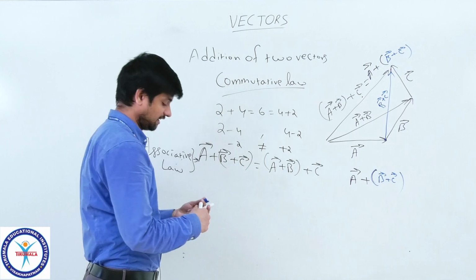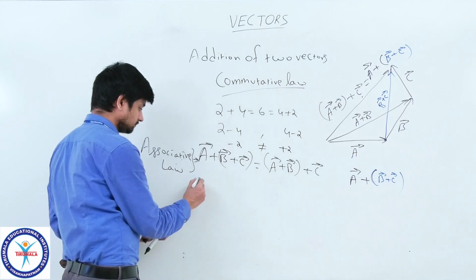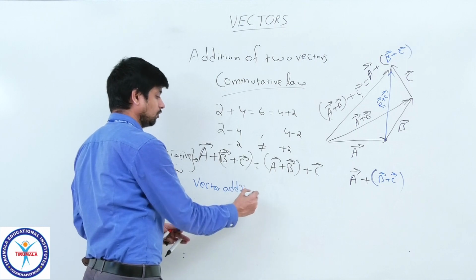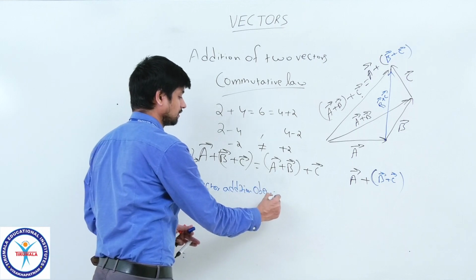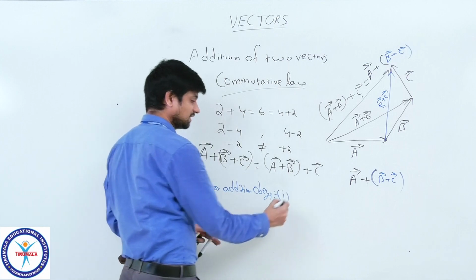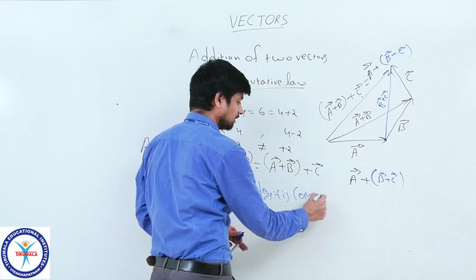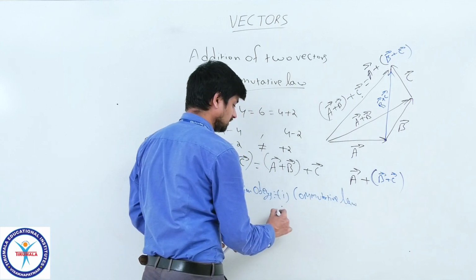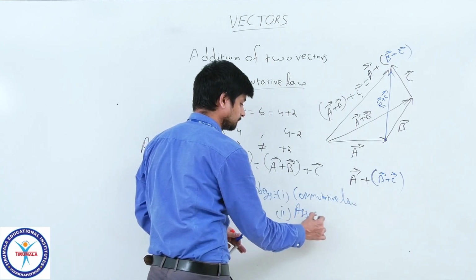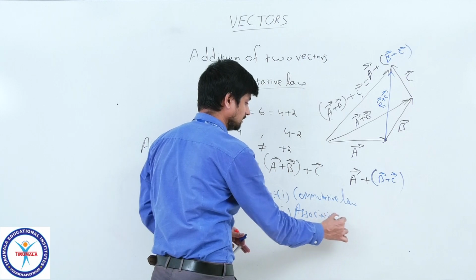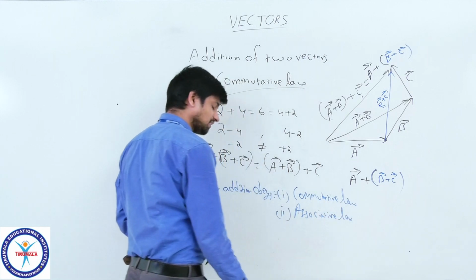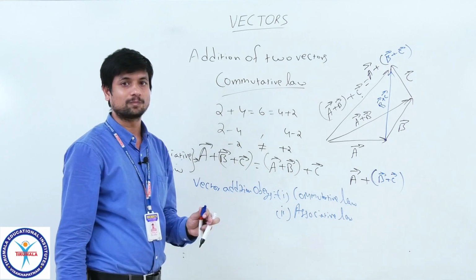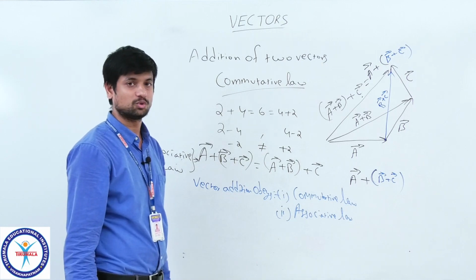So, vector addition obeys the first one. Which one? That commutative law. Commutative law. And the second one, associative law. Okay? And the third one, distributive law also can be done. But before that you need to know multiplication.